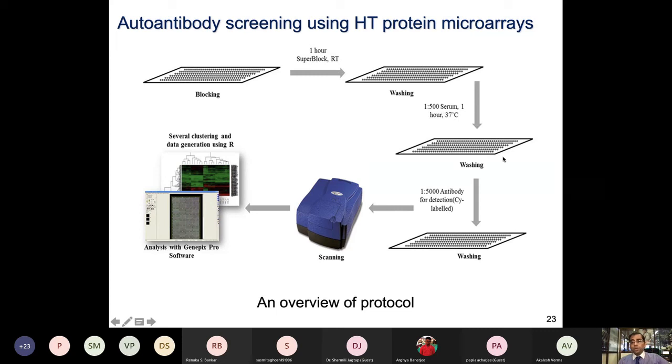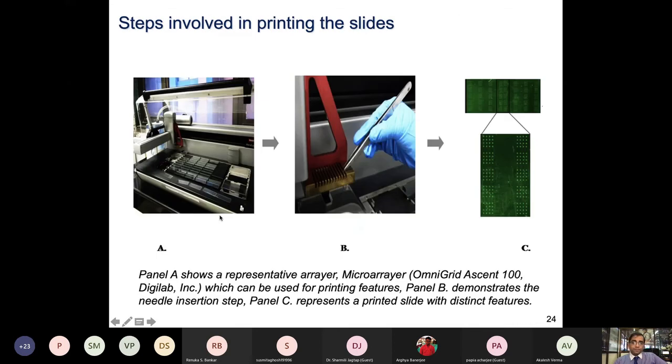Then you incubate for an hour or so at 37 degrees. After that, you do the washing part. You add the secondary antibody for detecting the signal. In this case, the Cy-labeled. Scan the slides and you can obtain the images for analysis.